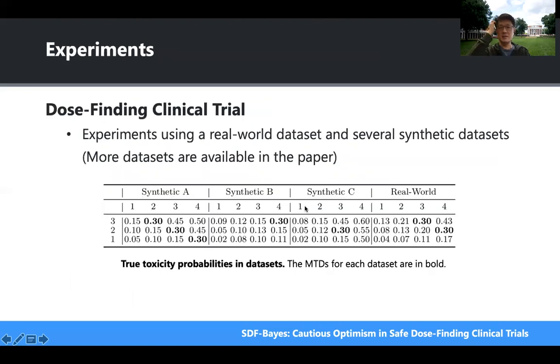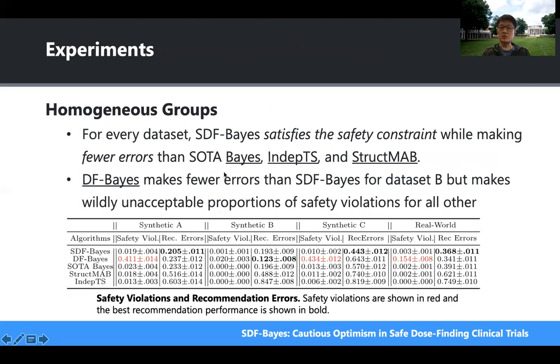So let me actually talk about experimental results. In this example, we have 3 synthetic data sets and a real world data set. First of all, we compare SDF-Bayes to the baseline methods for the homogeneous group situation. Our results demonstrate that SDF-Bayes satisfies the safety constraints while making fewer errors than the state-of-the-art solutions. There is one exception, though. Here, DF-Bayes actually has a better recommendation error than our method for synthetic data set B. However, this comes at the cost of an unacceptable proportion of safety violations, as you can see here.